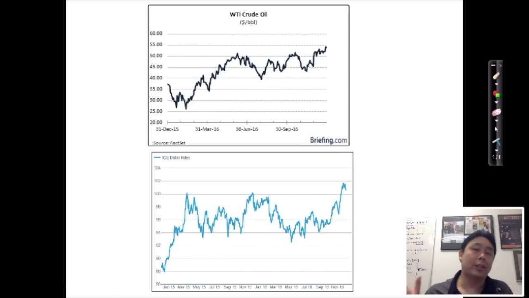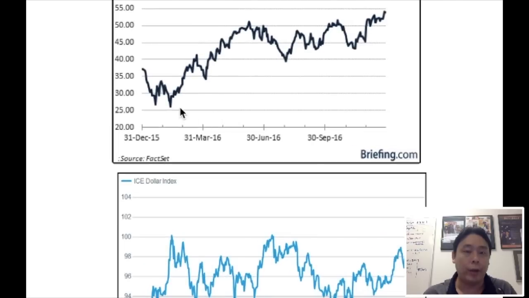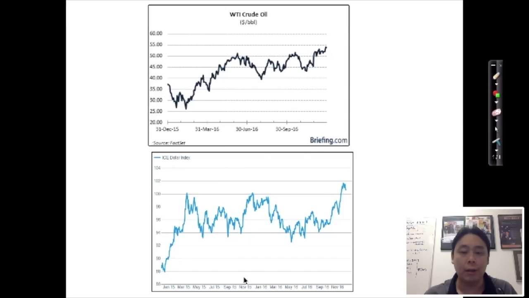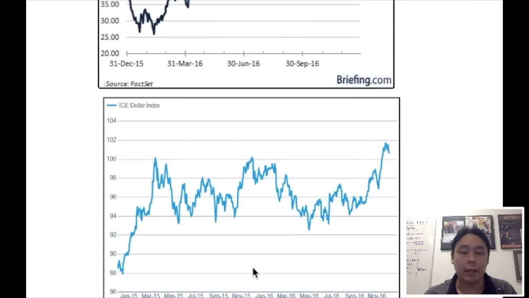Okay, so there's a chart on crude oil. You can see crude oil from a low of $29 or so really went up to $54 by the end of the year. So that's an 85% increase in oil. This is the US dollar, the dollar index. You can see again, this was the start of 2016. And then the first half of the year, the dollar went down and eventually it recovered and went higher. So there you go.